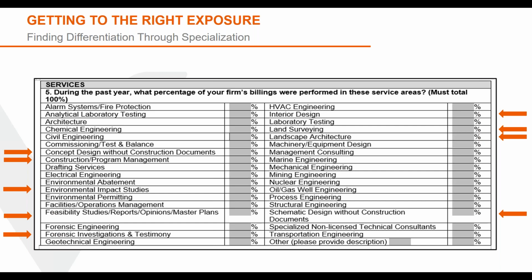Environmental impact studies. This is where, at the initial choosing of the site and the project they want to build, someone might come in and look at the area around it and evaluate how it might impact the environment. Feasibility studies, reports, opinions, master plans. I actually broke these definitions down on the slide following, but basically they are opinions or studies offered before the project starts, before it leads to construction documents.